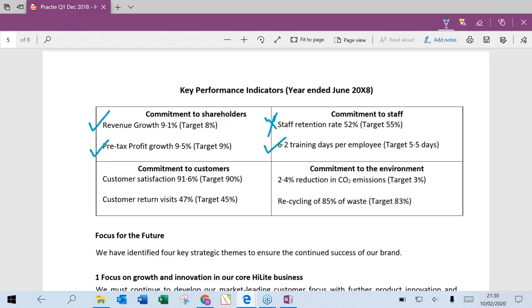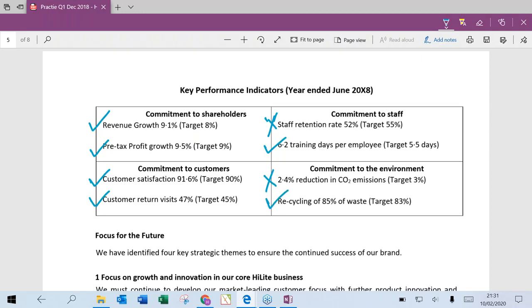Commitment to customers. Customer satisfaction 91.6%, target 90%. Wow. Customer return visits 47%, target 45%. Well done, Mr. CEO. Commitment to the environment. 2.4% reduction in CO2 emission, target 3%. So I think they missed this target.